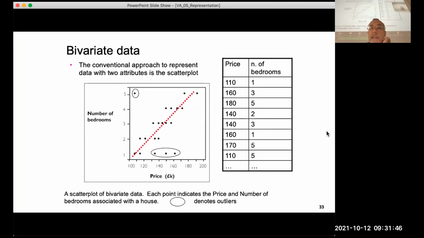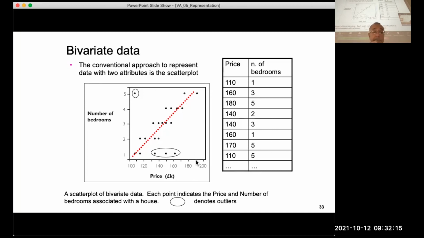How can you represent two values? The king of the visualization for that is the scatter plot. All of you are familiar with the Cartesian plane. You use that from basic school to represent functions, drawing examples. You just put the values on X and Y, and you have a dot representing the element.